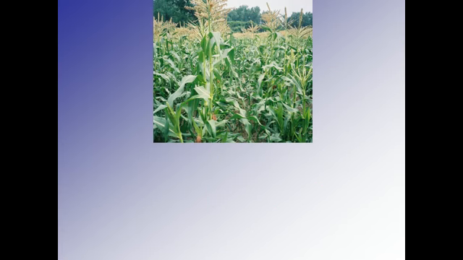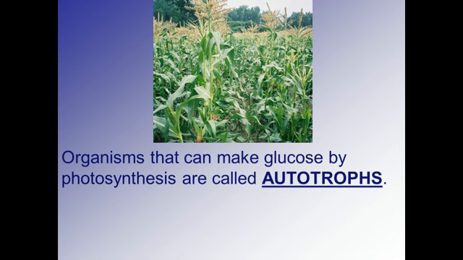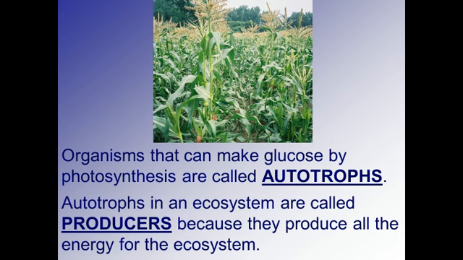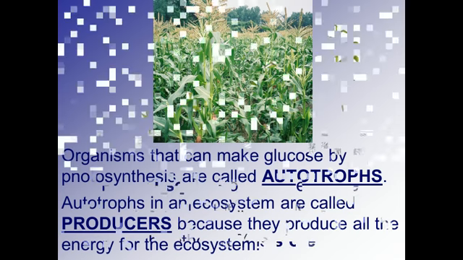Okay, so we started off talking about photosynthesis, and photosynthesis is what defines these organisms that we call autotrophs. So things like these corn plants, anything that can produce its own energy by sunlight, we call that an autotroph. If it can make glucose or make its own fuel, then we call that an autotroph. Another term for these are producers. They produce all of the energy in the ecosystem.